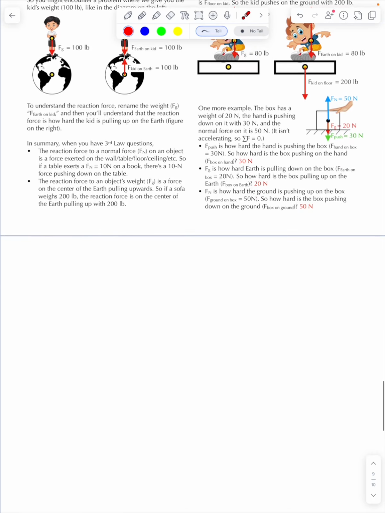But here's a classic question. We'll see this repeated in the review sheet or a variation. The box has a weight of 20 newtons. Let me go back to my pen.